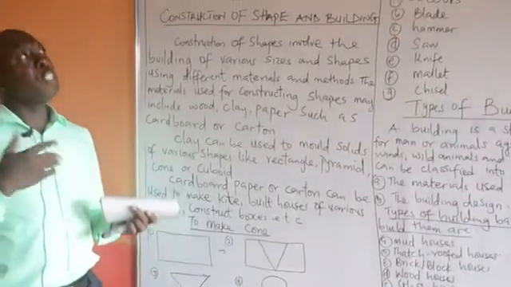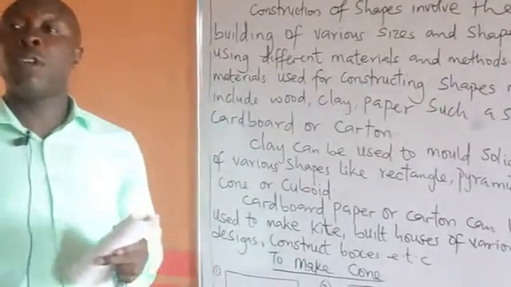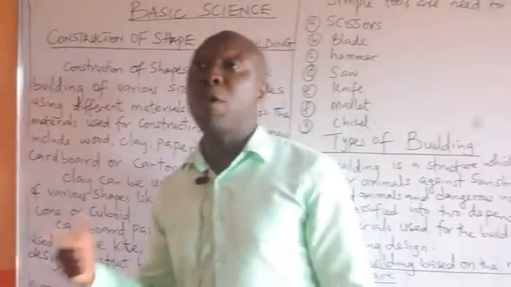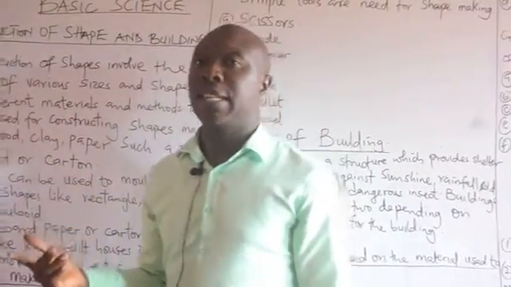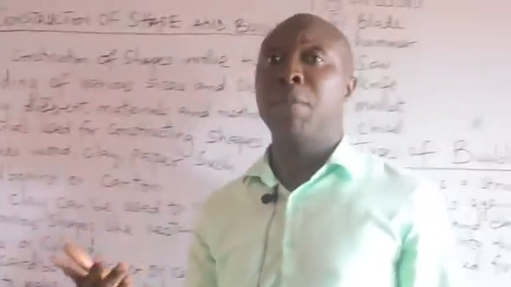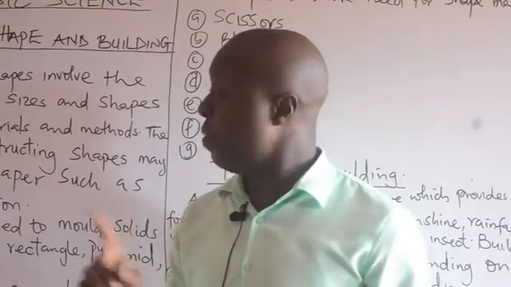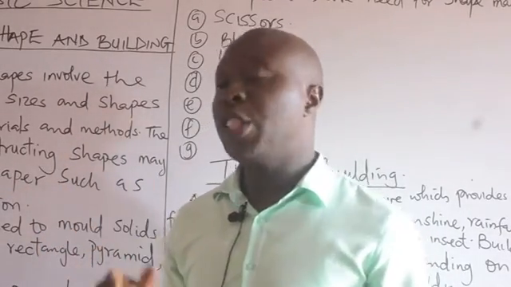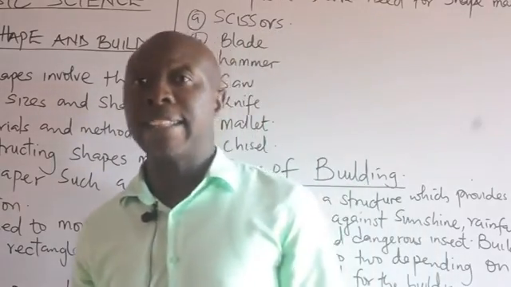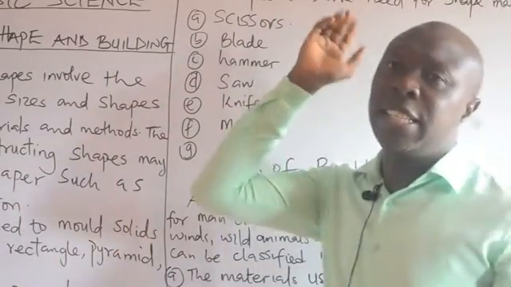Then we'll have tools for making shapes. Please, pupils, each and every one of you is expected to get a cardboard paper. With that cardboard paper, you produce different shapes. Please, you are expected to tell your parents to give you money so you can purchase the cardboard paper. You can produce shapes like a cone, shapes like a cylinder, etc.